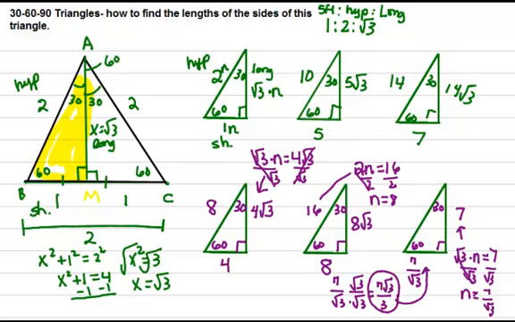And then again, since the shorter leg is 1n, the hypotenuse will be 2 times that. So this hypotenuse right in here will be 2 times 7 square roots of 3 over 3. I just multiply straight across, and I get 2 times 7 is 14 square roots of 3 over 3 for that hypotenuse.